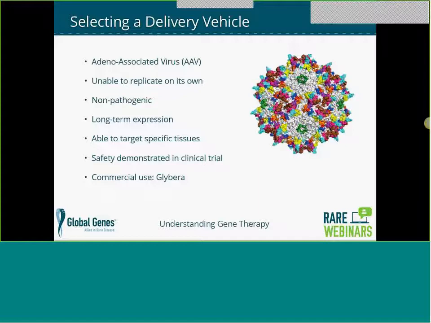For our purposes, we've honed in specifically on a serotype of AAV called serotype 9. We like this one because it has the ability to cross the blood-brain barrier and additionally is able to reach many different types of tissues throughout the body.